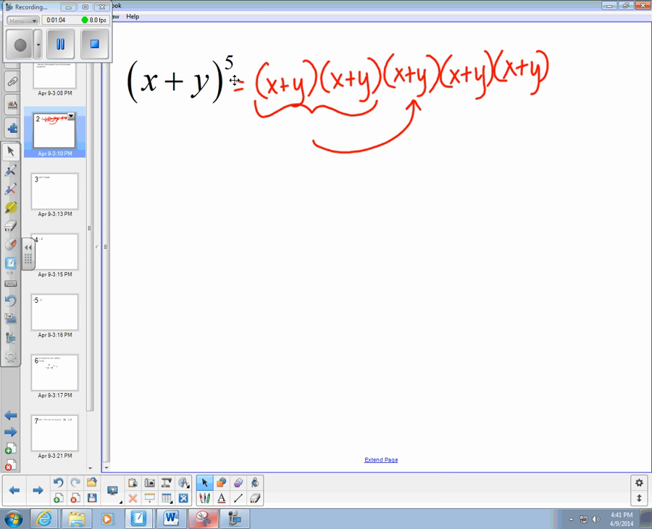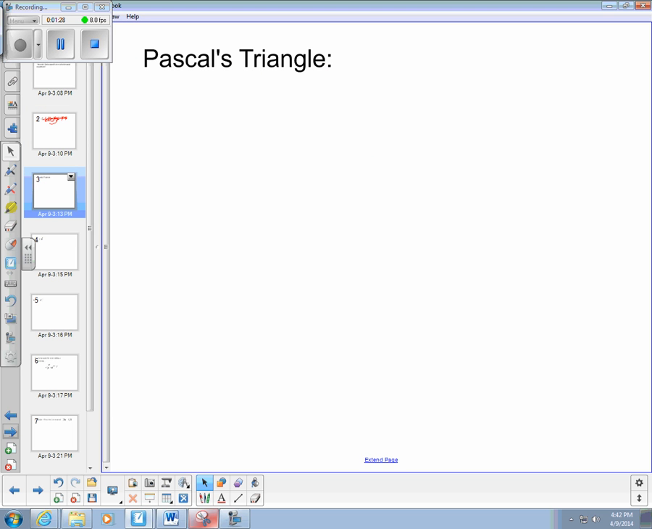Now that is a long process to multiply it by hand, and there are lots of places to make tiny mistakes that will mess up the rest of the problem. So it's helpful to have a shortcut in writing out what the answer to this would be without having to do all of the multiplications. And that is where the binomial theorem comes in. So to use the binomial theorem, we need to talk about Pascal's triangle. Pascal's triangle is a pattern for the coefficients when you take this binomial and you expand it.